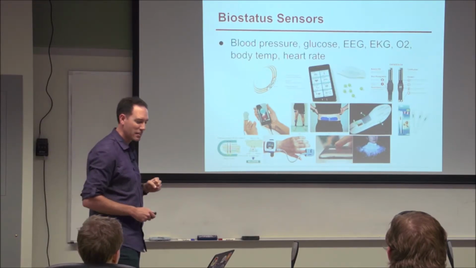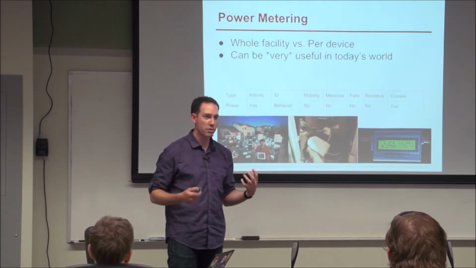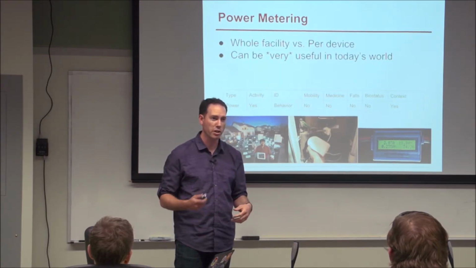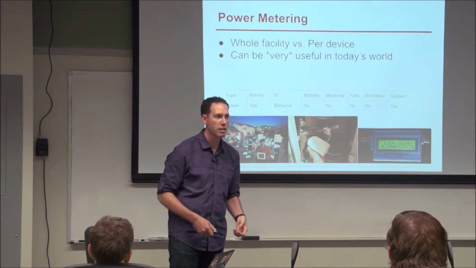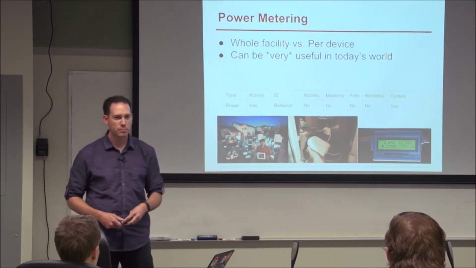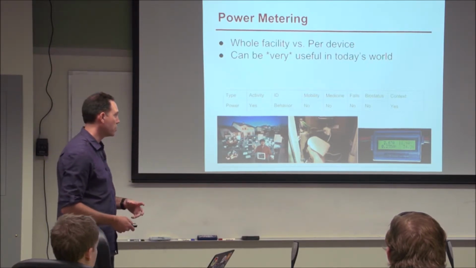It hurts. Power metering. We love power metering. If you can tell what's on and off in the home, you can tell what people are doing to a pretty good sense. Are they watching TV? Are they cooking? Are they cleaning? Are they eating? What is it they're doing? Power metering is a big part of that. Knowing whether you're doing it per device or whole home or have a statistical distribution.